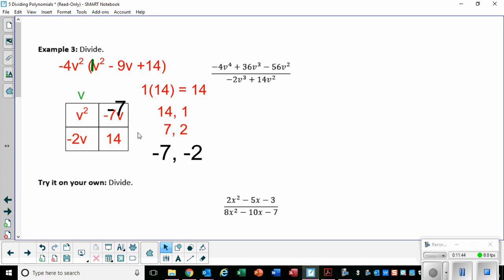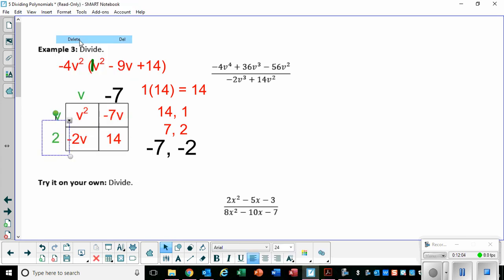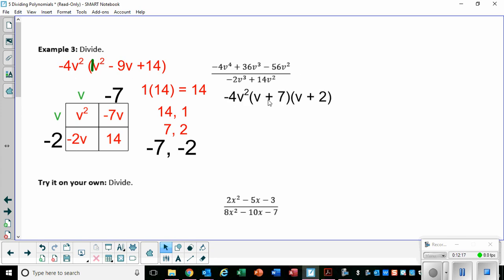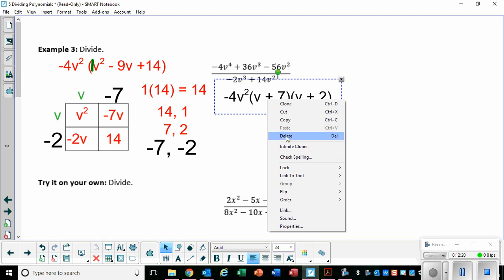We shall adjust. This 7 I need to move. So that's a -7. V squared and -7v have a v in common. And -2v and +14, I'm actually going to take out a -2. The reason I'm going to take out a -2 is because this front one is negative, and it will change it a little bit. So that's why I want to pull them out. So now these are going to be negatives. So I'm going to delete this and change it.